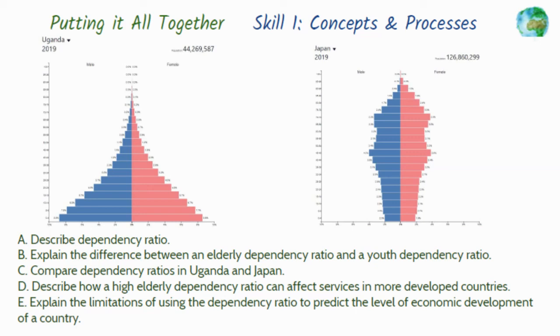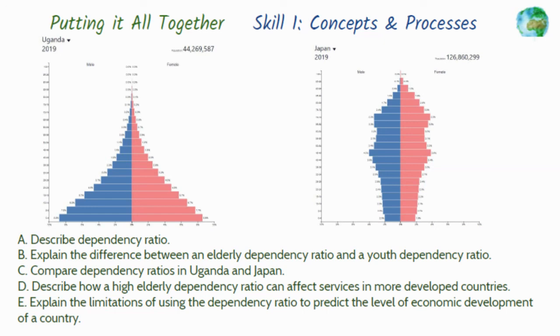Compare the dependency ratios of Uganda and Japan. Now you're using the stimulus specifically for that letter. Describe how a high elderly dependency ratio can affect services in more developed countries. Notice you're just talking about more developed countries, so you might talk about the need for old folks homes or more hospitals or geriatric needs, walker production, etc.